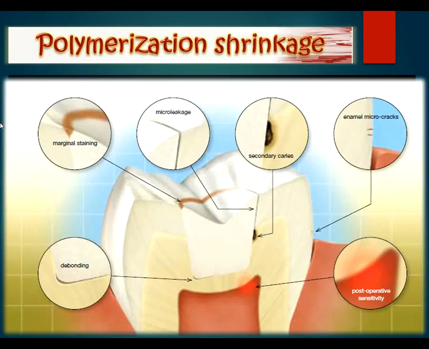What can be caused by polymerization shrinkage? It can cause marginal staining, micro leakage, secondary caries, enamel micro cracks, post-operative sensitivity, debonding. All these result in failure of composite restoration.